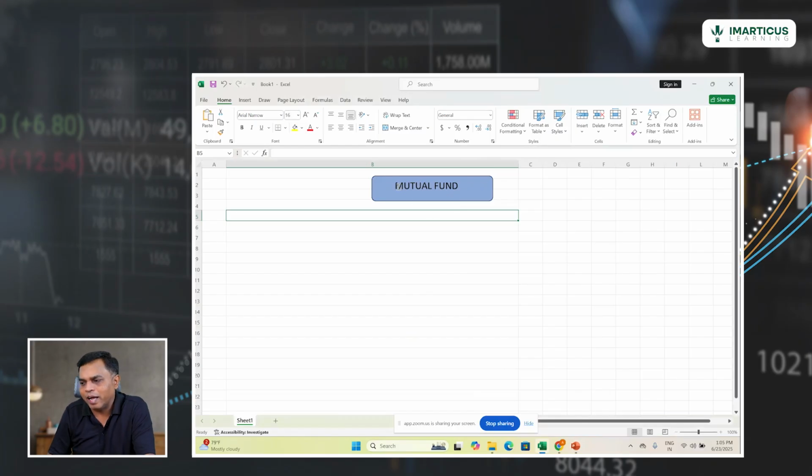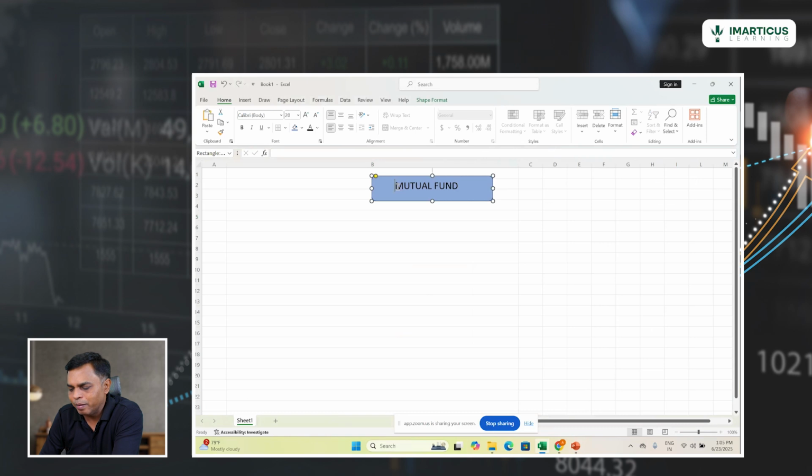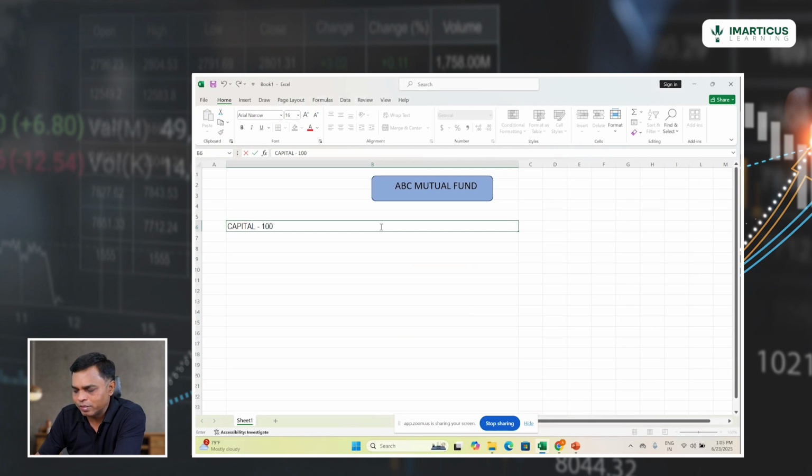Typically, how it works is there is a fund manager or an investment manager who pools the fund from various investors and they invest in the market. They generate the return. This return is passed back to the investors. Now, let's look at an example of how a mutual fund actually works. Let's say I have a mutual fund called ABC mutual fund. This ABC mutual fund is launching in the market with a capital of, let's say, $100 million. So, they are starting with $100 million of capital.